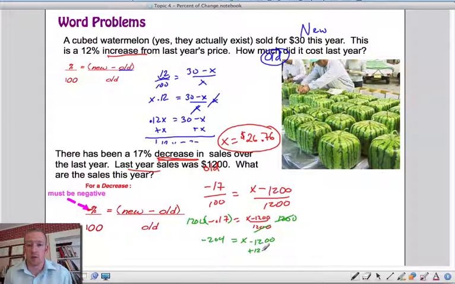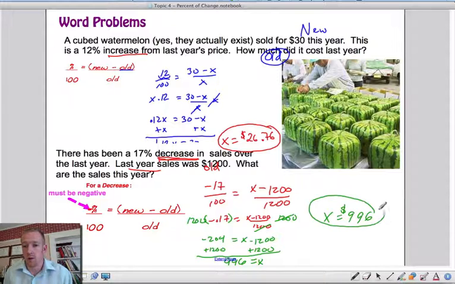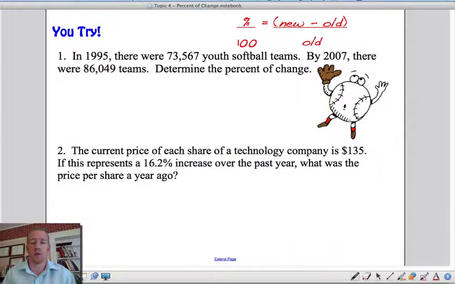Then I just add 1,200 to both sides to isolate x. That gives me 996 equals x. So x was $996, the new total sales. All right, and then here's your U-try. After I show you the U-try, I'll show you another way to do these problems in a second too. So there's your U-try for those.